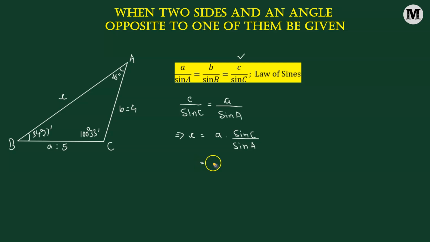We can substitute the values. So a, that's 5 units, multiplied by sine of angle C. Angle C measures 100 degrees and 33 minutes, whole divided by sine of angle A. Angle A is already given in the problem as 45 degrees. We can plug this into our calculator and that's going to give us the value of c. So c comes out to be approximately 6.95. So that is going to be the measure of the side c.